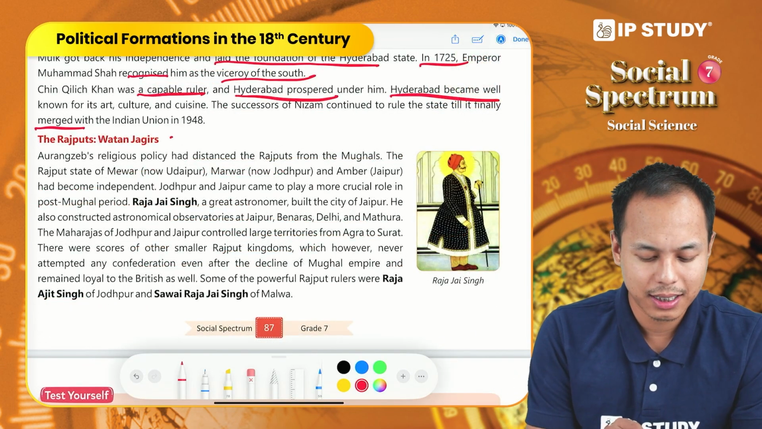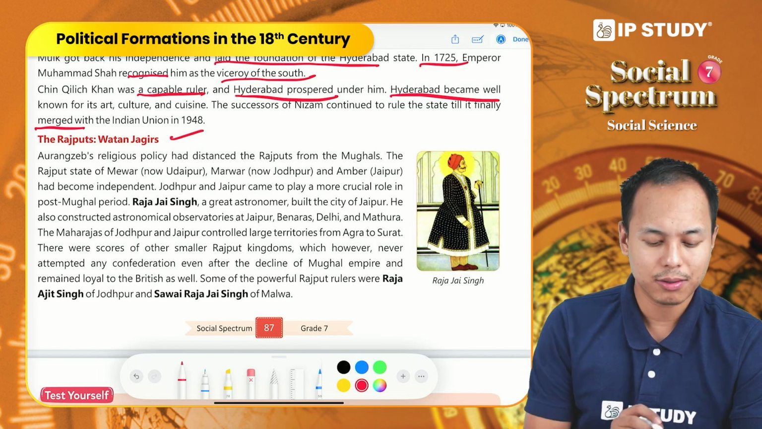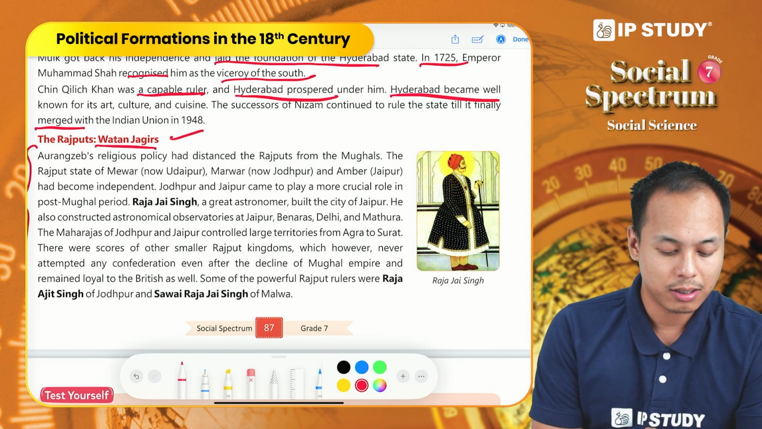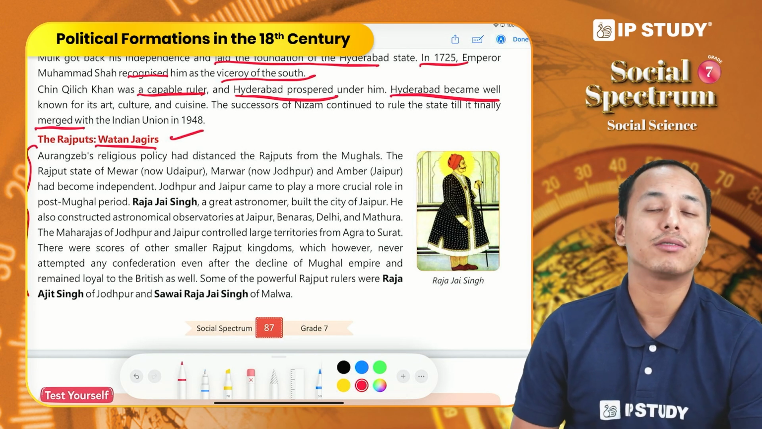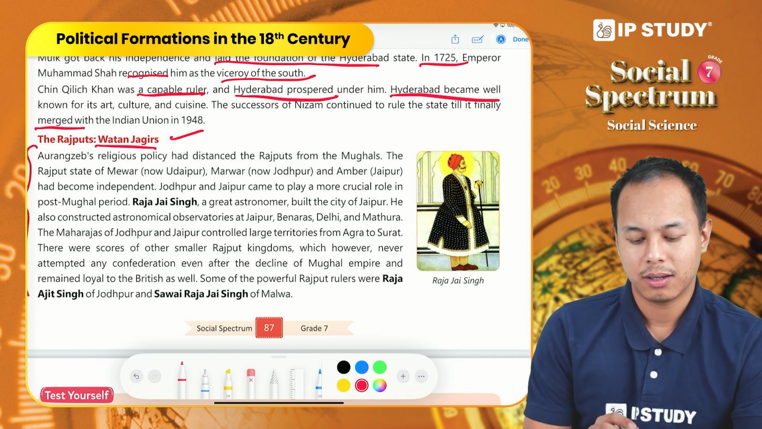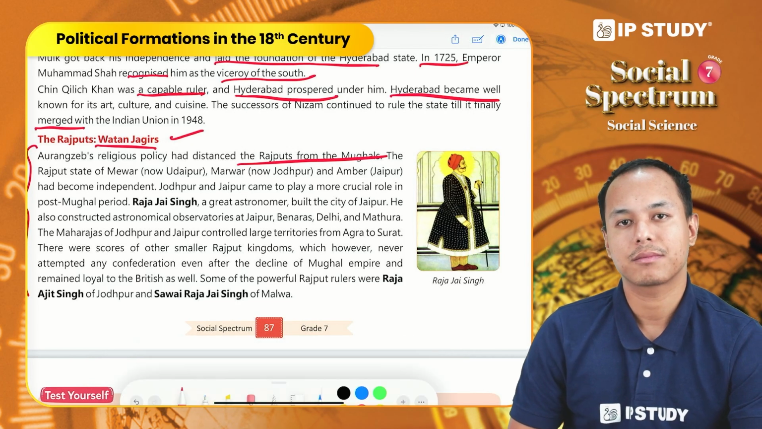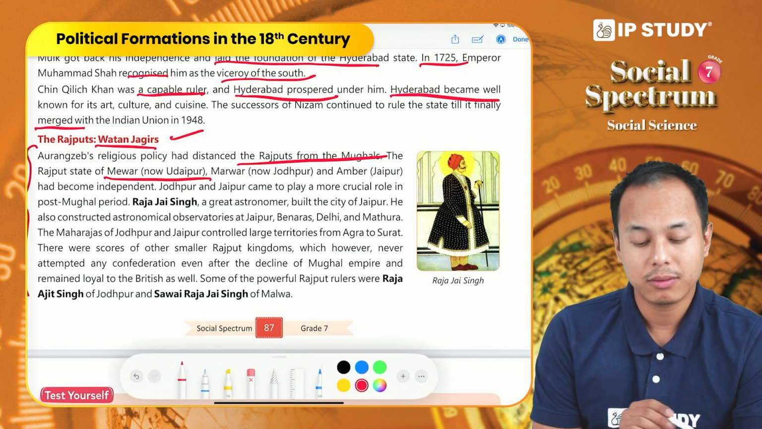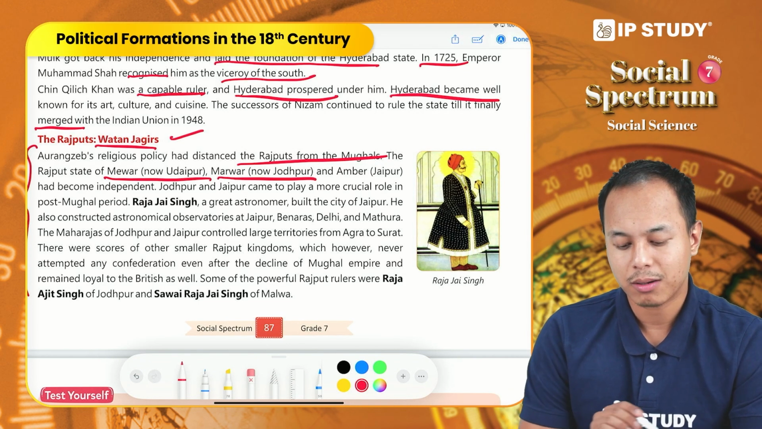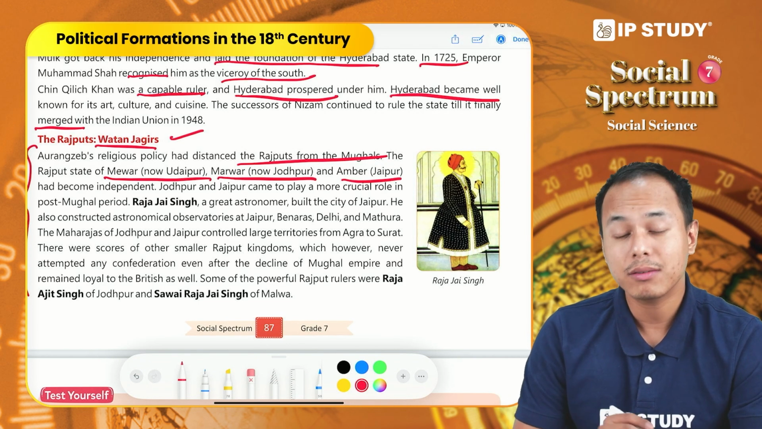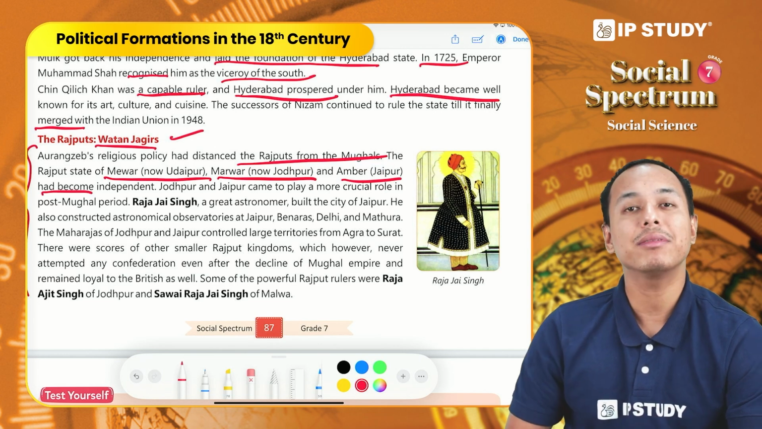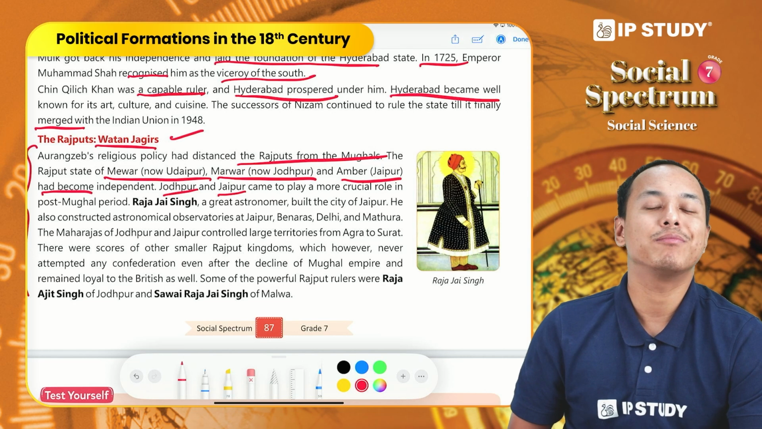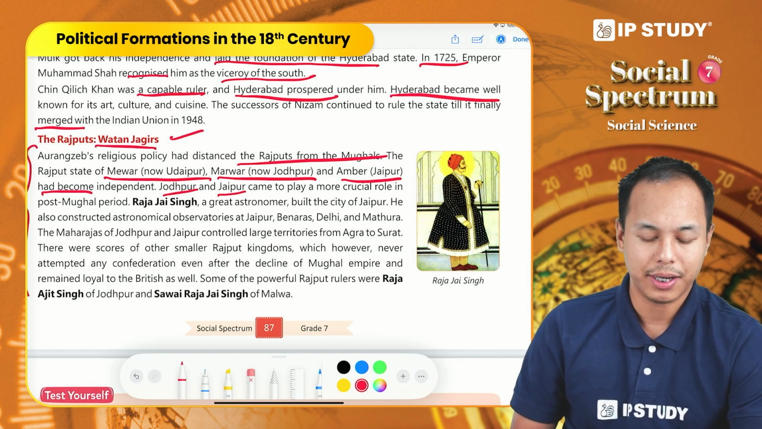Now the next independent kingdom is that of the Rajputs, or we can say the Watan Jagirs. Aurangzeb's religious policy had distanced the Rajputs from the Mughals. The Rajput states of Mewar, which is now Udaipur, Marwar, which is now Jodhpur, and Amber, which is now Jaipur, became independent. And Jodhpur and Jaipur played an important role in the post-Mughal period.